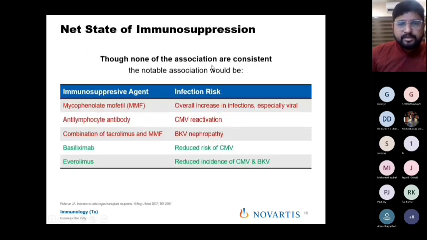In this, none of the associations are consistent, but still MMF is associated with an overall increase in infection, especially viral. And there are studies to prove anti-lymphocyte antibody and CMV reactivation. The combination of TAC and MMF increases the incidence of BKV, even steroid pulse increases the incidence of BKV, and basiliximab basically reduces the risk of CMV. And everolimus, when there's a new regimen with low dose TAC, they have seen in many studies that it reduces the incidence of cytomegalovirus and BKV in the post-transplant state.